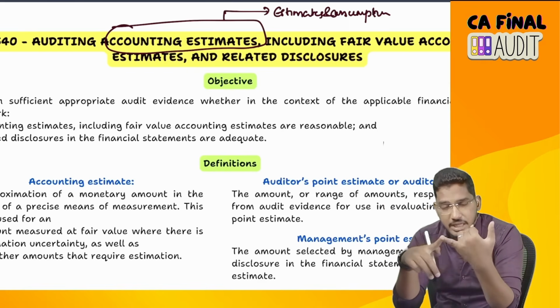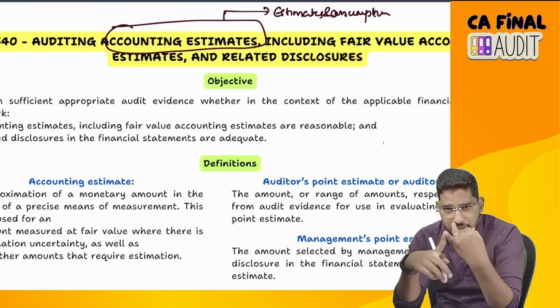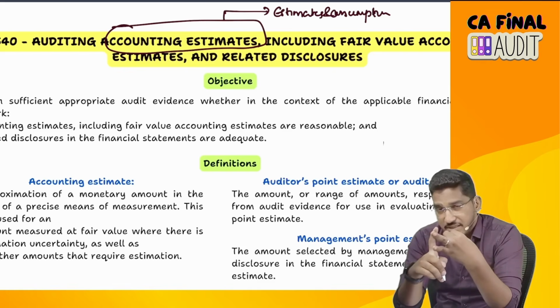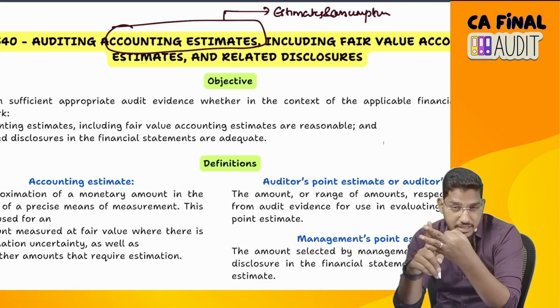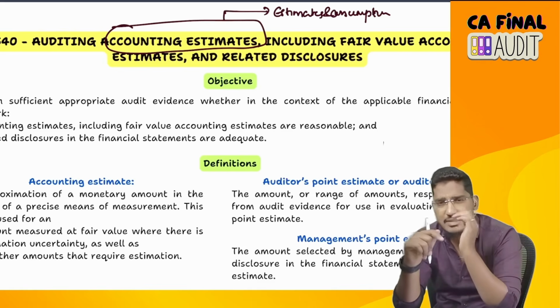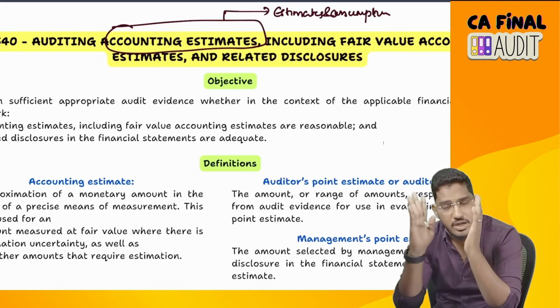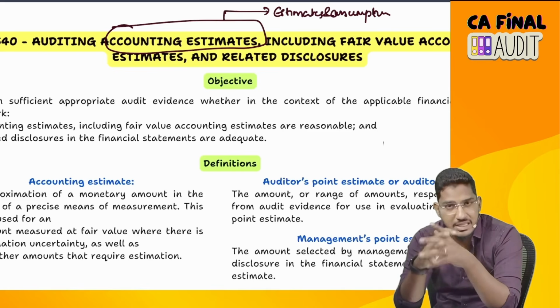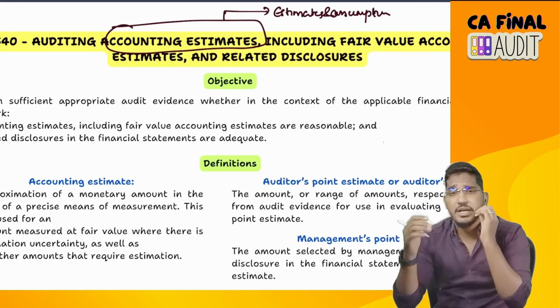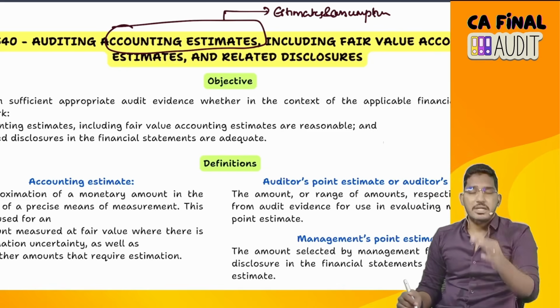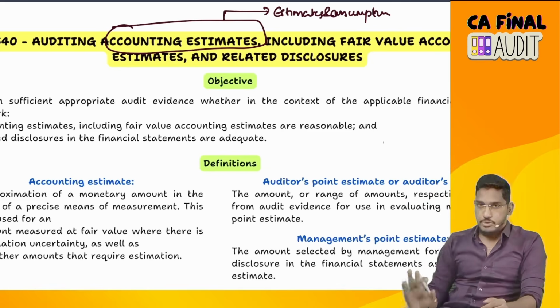Like for example, depreciation, it's purely an estimate. Provision for bad and doubtful debts, estimate. Valuation of shares, estimates. So like that, there will be various aspects in the items of the financial statements where management cannot measure with accuracy. They have to compulsorily make use of assumptions and estimates. And without making use of those assumptions and estimates, preparation of financial statements is completely impossible.